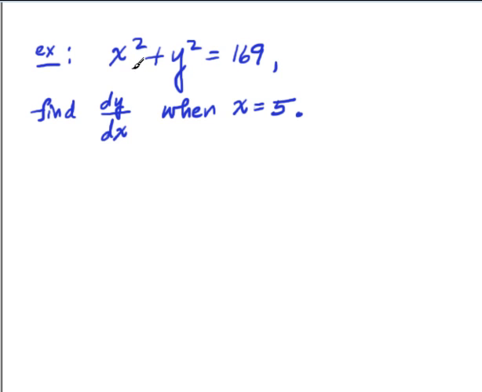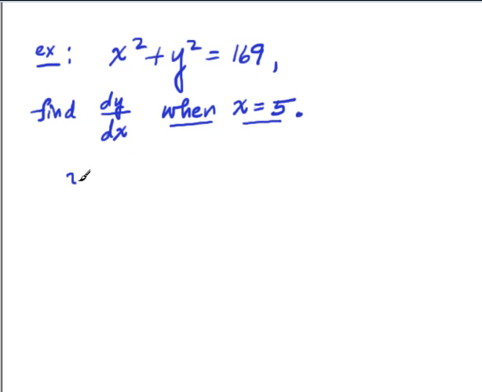Here again we want to find dy dx of this function, which is written implicitly, but we want to do a little bit more. We want to find dy dx when x is equal to 5. So we're going to be finding a particular value of dy dx. Let's first differentiate implicitly.